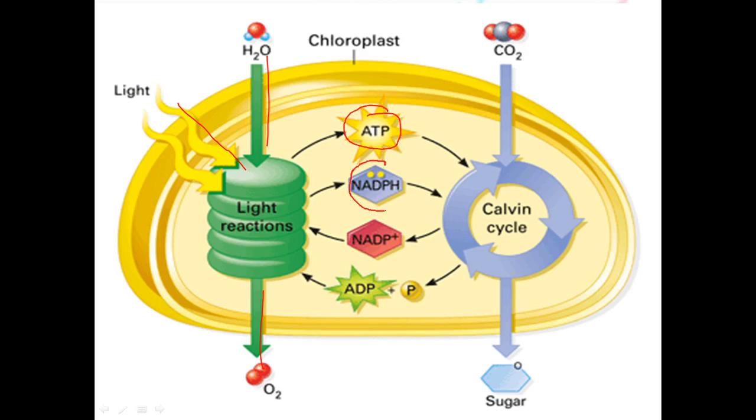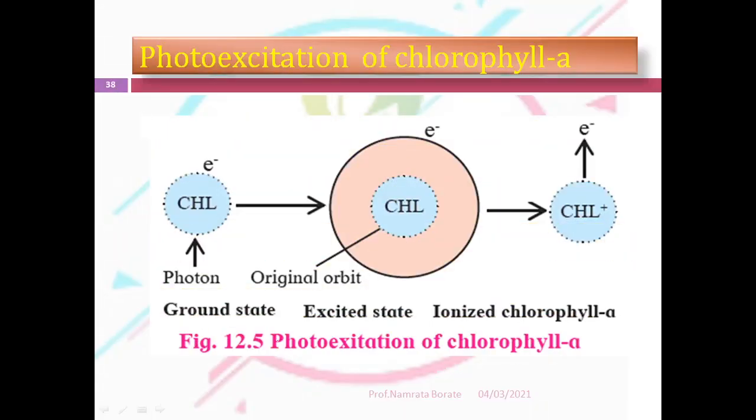This ATP and NADPH are used in the dark reaction, that is in the stroma, and there is again the formation of NADP and ATP. During this process there is a release of the food, that is the carbohydrate, and there is a release of the oxygen molecule.